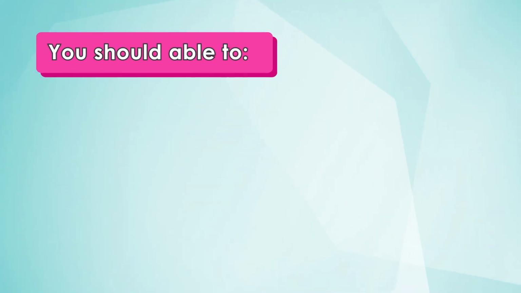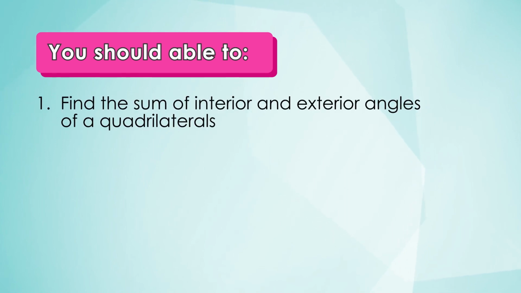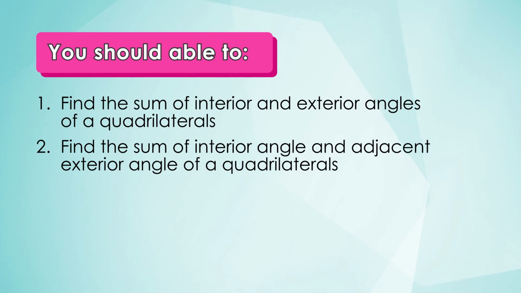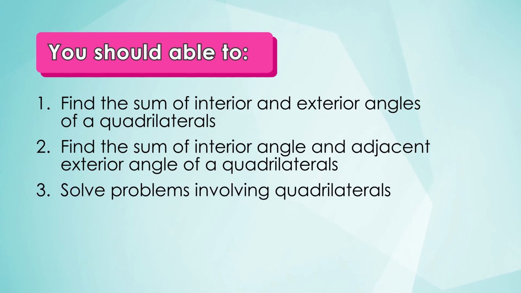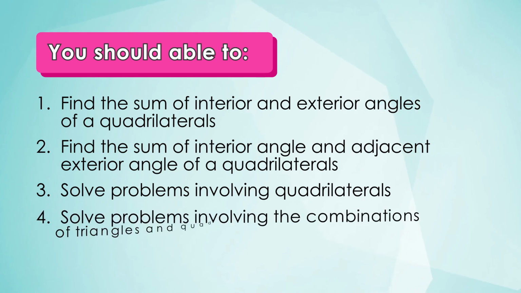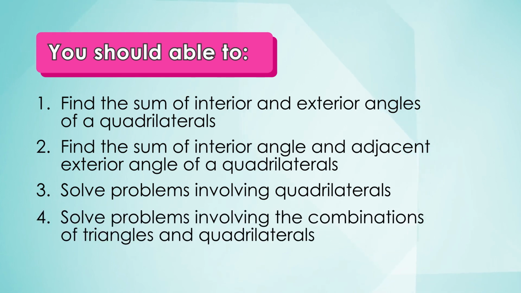Boys and girls, we are almost at the end of today's class. Let's check the objectives of what we have learned today. Now, you should be able to first, find the sum of interior and exterior angles of a quadrilateral. Second, find the sum of interior angle and adjacent exterior angle of a quadrilateral. Third, solve problems involving quadrilaterals. And lastly, solve problems involving the combinations of triangles and quadrilaterals.